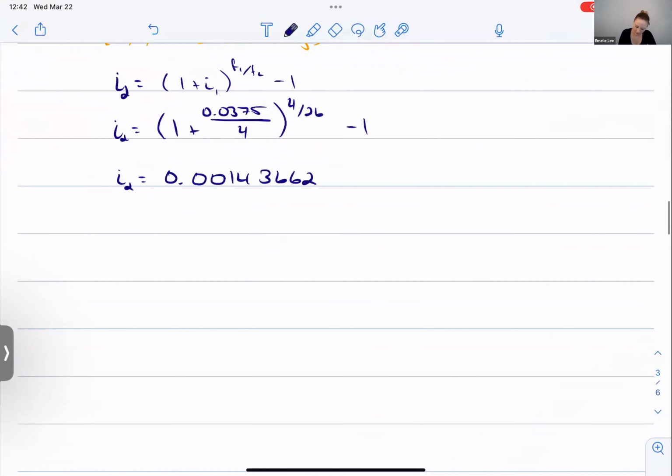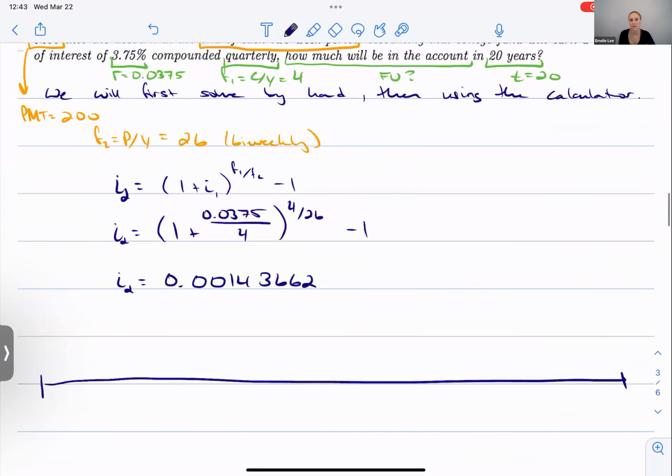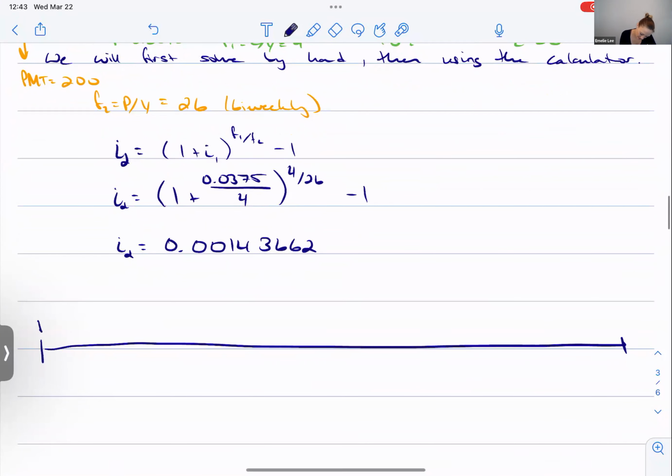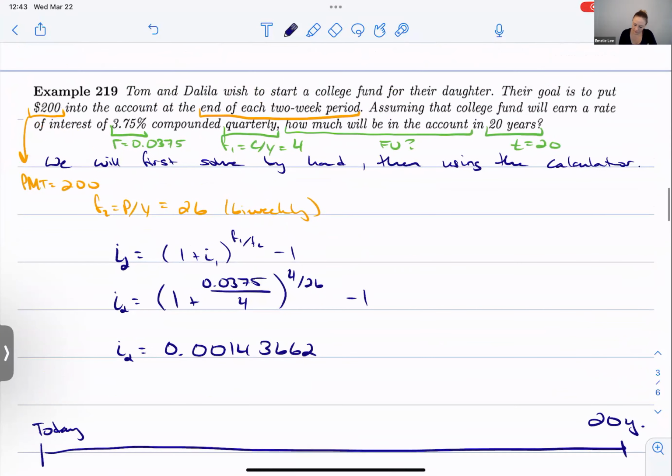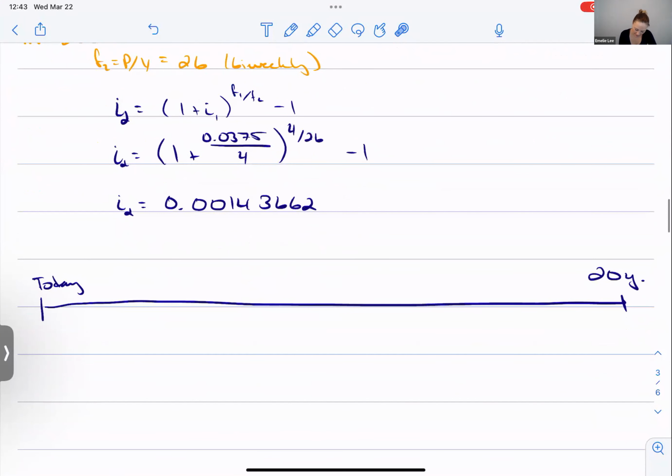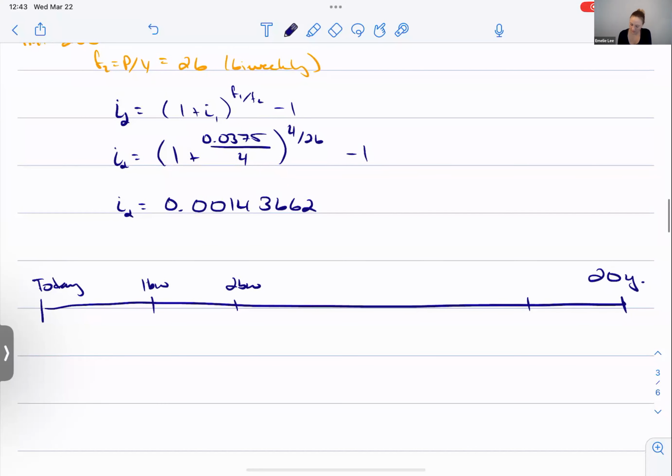Okay. But first what I'm gonna do is I'm gonna just draw out the question in the timeline. Okay, so let's say today is when they're going to start and they're going to save for 20 years. So each 2-week period, and if you have regularly occurring payments and nothing else is changing, then you can just do the first 2 and the second to last tick and then in between. So 1 biweekly, 2 biweekly, and then 20 years.